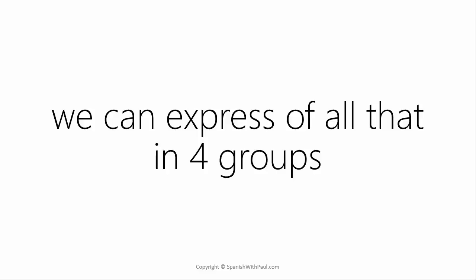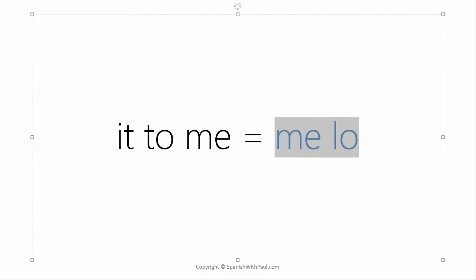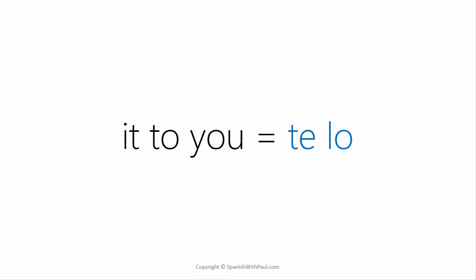Now, the good news is that we can take all of that and express it in just 4 little groups. And we're going to go through those now. To express it to me is melo. You can see it's 2 words, me, lo, but again, in everyday usage, you hear it contracted together into melo. Melo will always mean it to me, melo. It to you would be tello. Tello. It to you, tello.